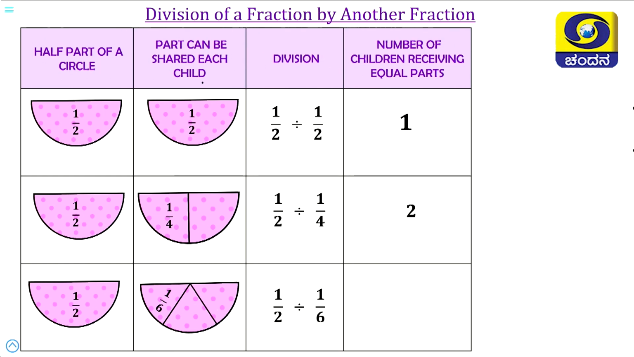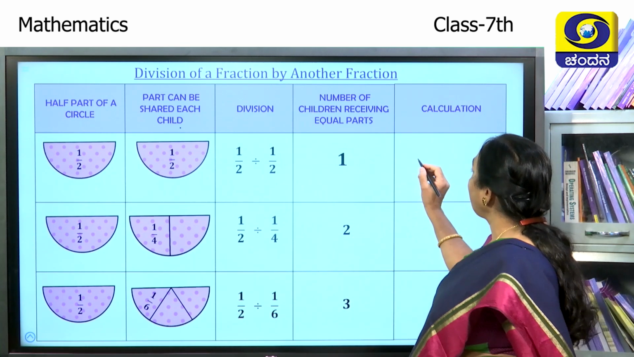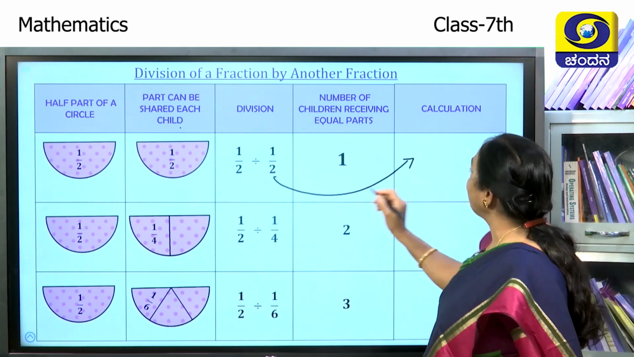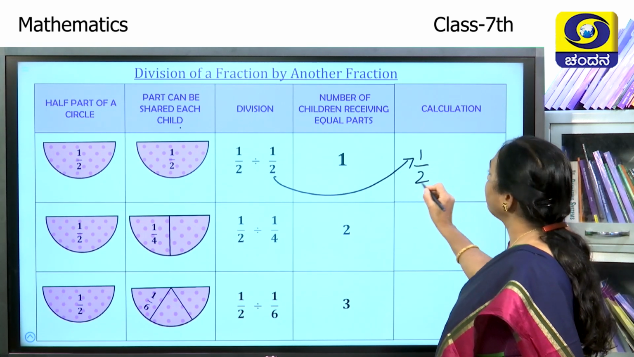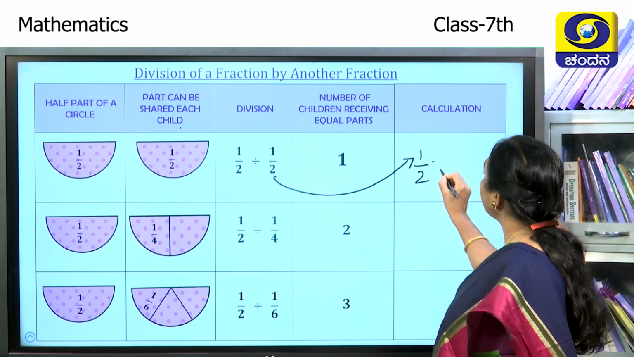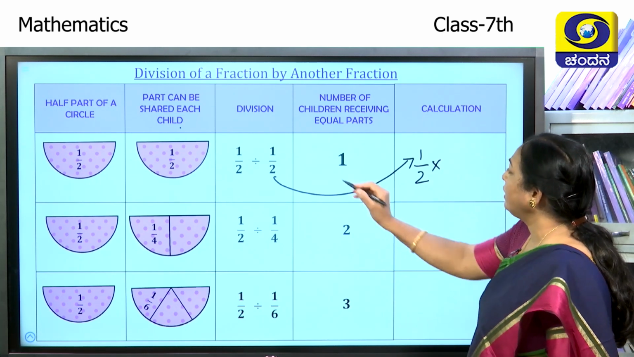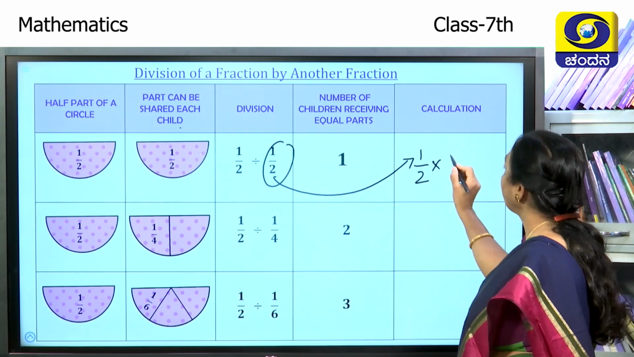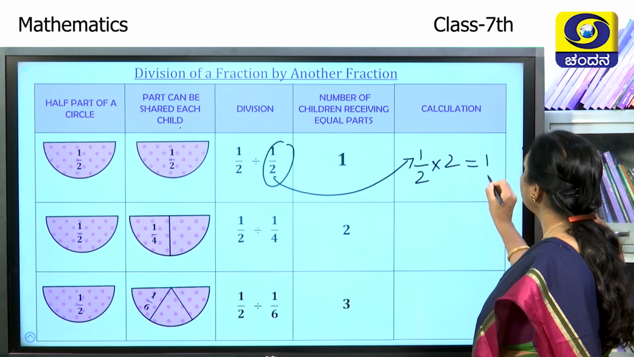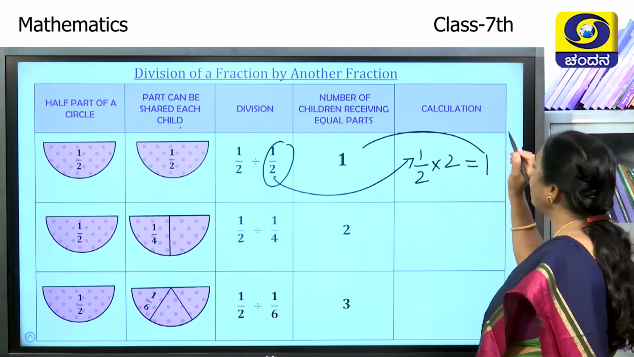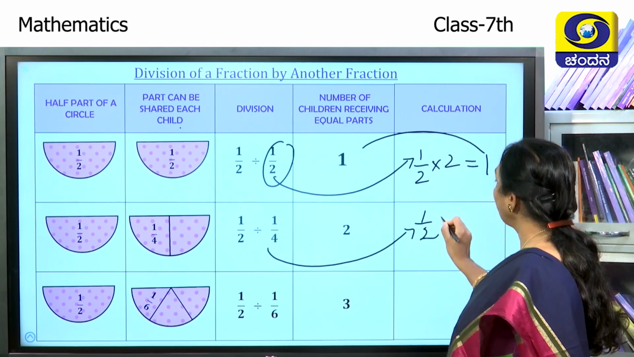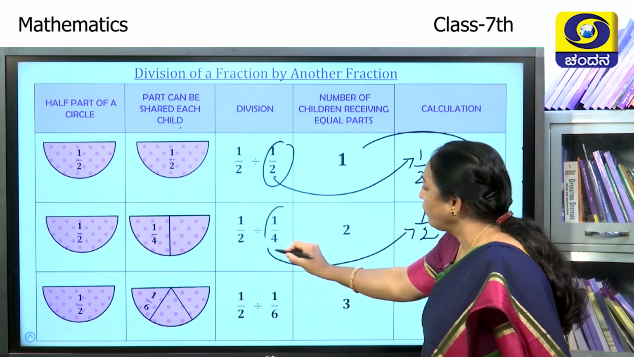Let us calculate it mathematically. How do we calculate? Here, look at this division part, 1 by 2. So, change the division sign as multiplication sign and multiply by the reciprocal of 1 by 2, we will get 2. So, the answer is 1. We will get the same here. So, here 1 by 2 is multiplied by the reciprocal of 1 by 4.